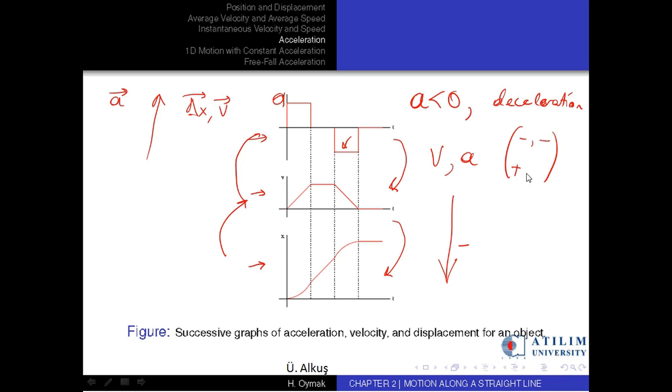Whenever acceleration and velocity have the same sign, say plus plus or minus minus, the object in question speeds up for all time. Whenever they have opposite signs, the object first slows down, then stops momentarily, and speeds up towards the opposite direction.